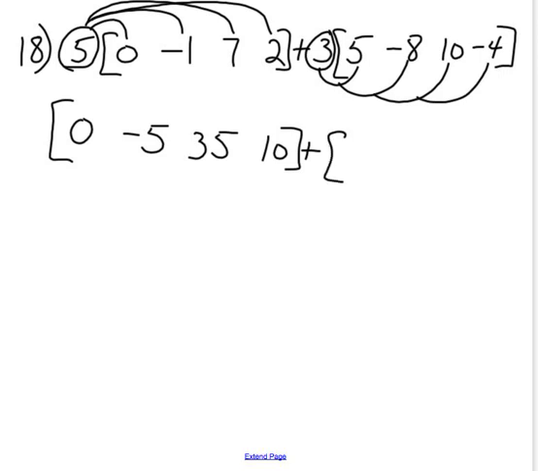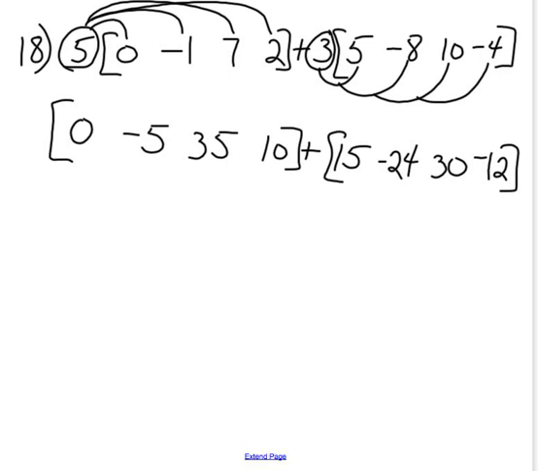3 times 5 is the 15. 3 times the -8, -24. 3 times 10, 30. 3 times -4 is -12. What I should have done before anything else is, again, check my dimensions.